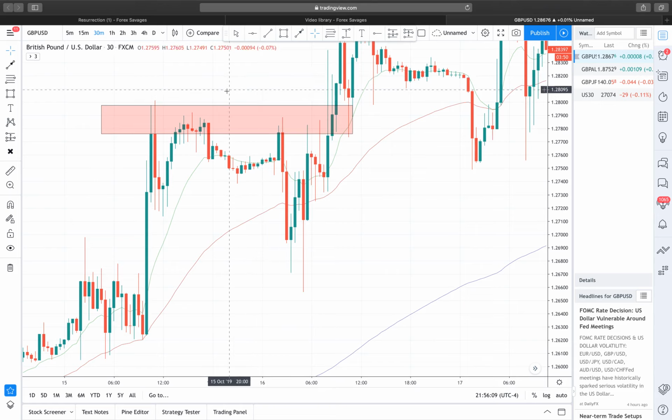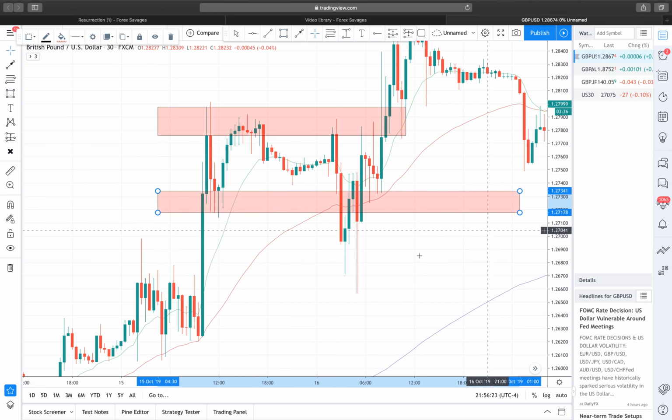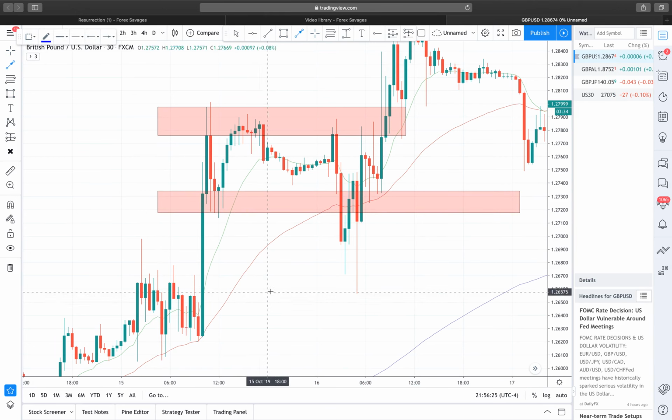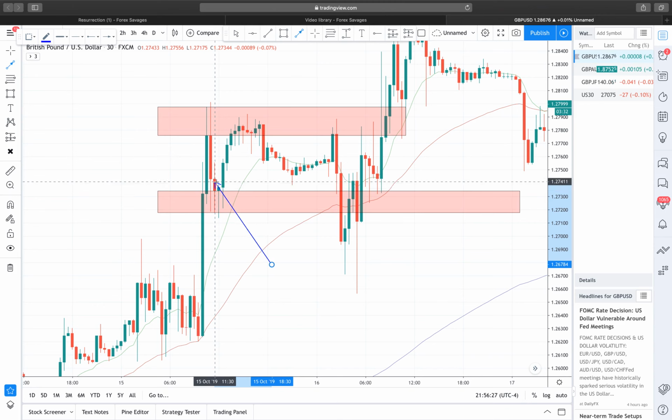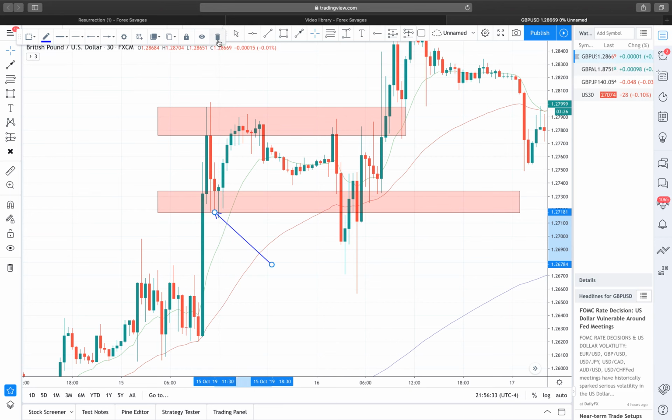I hope I'm making myself clear. And I'm going to see where my support is. So that last little push with that nice rejection and that fat wick, I'm going to draw it right there, which is literally this right here. This last wick push on this candle from the body to the wick. So now let's label these.